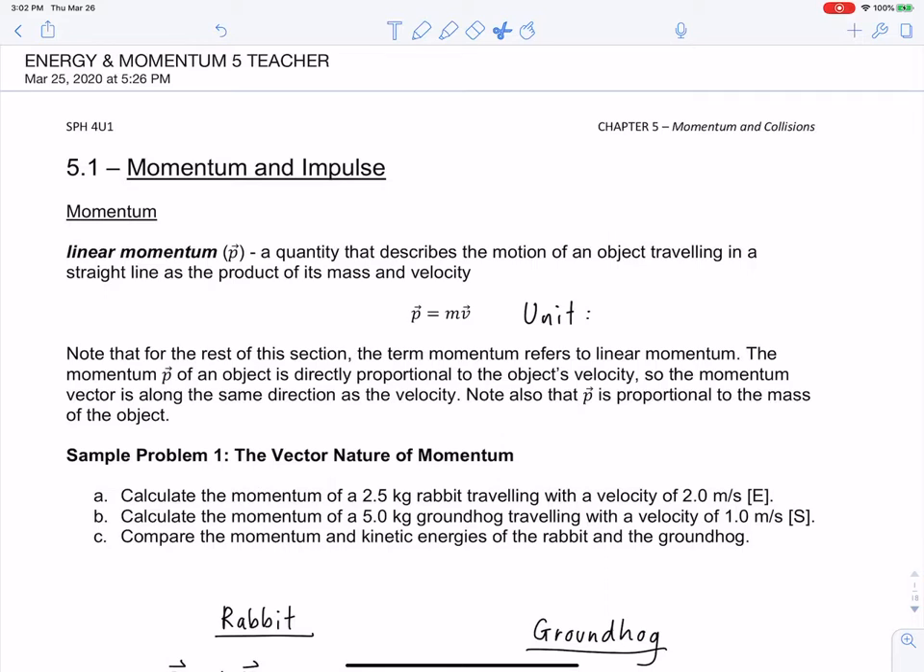Let's start with momentum. Linear momentum is given the symbol lowercase p with an arrowhead on top. This indicates that this is a vector quantity. It's defined as a quantity that describes the motion of an object traveling in a straight line as a product of both its mass and its velocity. The equation for momentum is mass times velocity. So we can deduce that the unit for momentum is kilograms times meters per second.